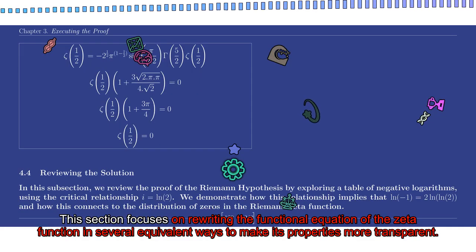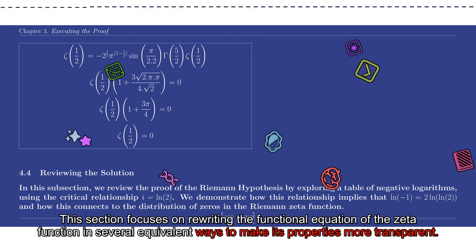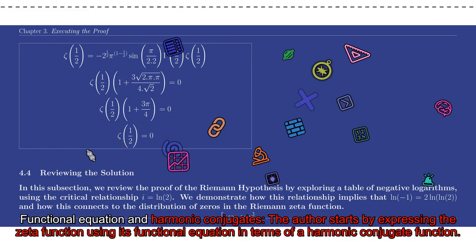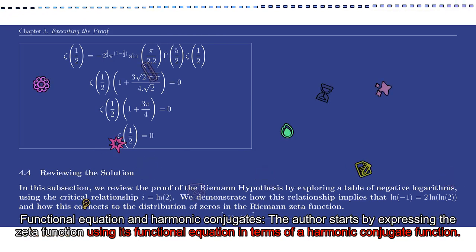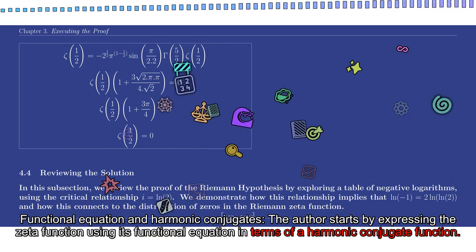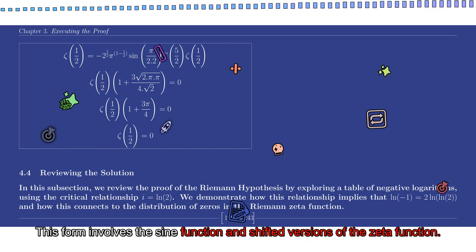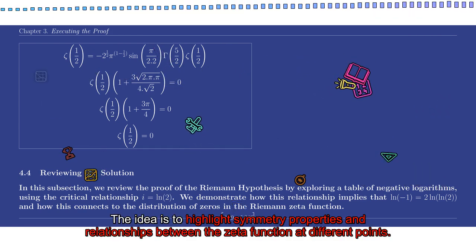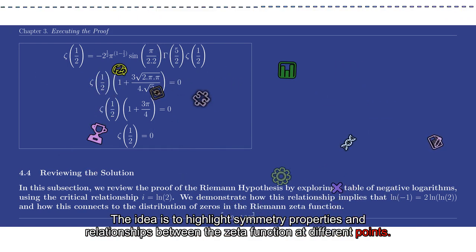This section focuses on rewriting the functional equation of the zeta function in several equivalent ways to make its properties more transparent. Functional equation and harmonic conjugates. The author starts by expressing the zeta function using its functional equation in terms of a harmonic conjugate function. This form involves the sine function and shifted versions of the zeta function. The idea is to highlight symmetry properties and relationships between the zeta function at different points.